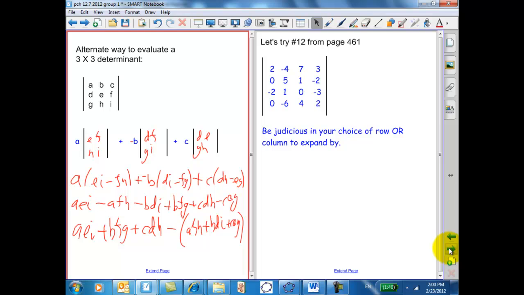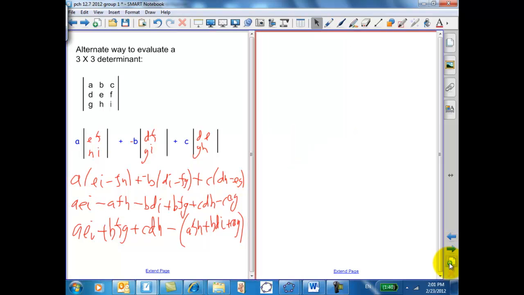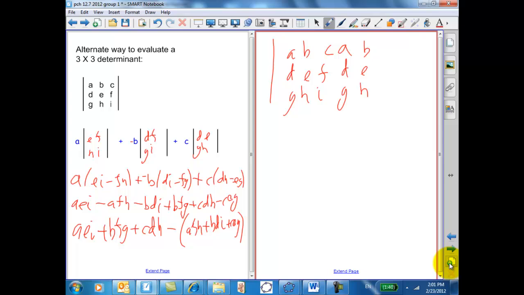So what you can do, let's extend this, is you make your A, B, C, D, E, F, G, H, I, and then repeat these columns, A, D, G, B, E, H, and then look at the diagonals. Our first set of diagonals, there's your AEI, big friendly giant, BFG, CDH, okay, so those match with these. So some people actually prefer this method for doing 3x3s instead of going by minors.